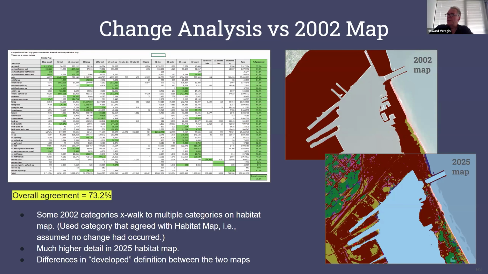We found it a little bit difficult to do a crosswalk between the categories in our map and those that were used in the habitat map. They were a little bit different, and we weren't really sure.